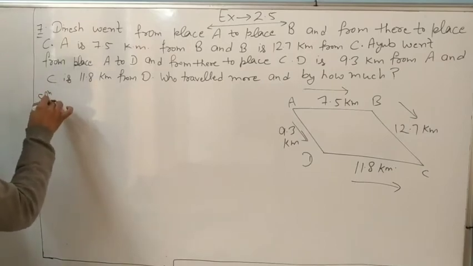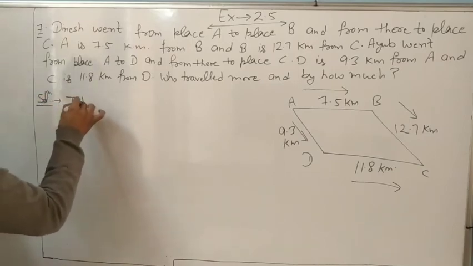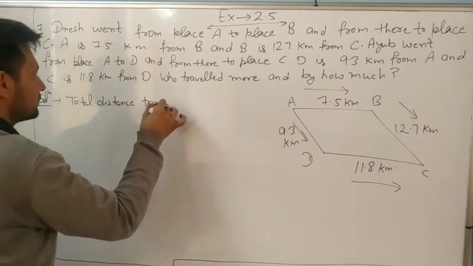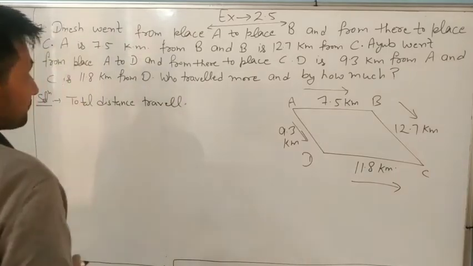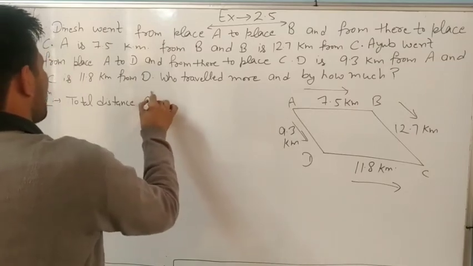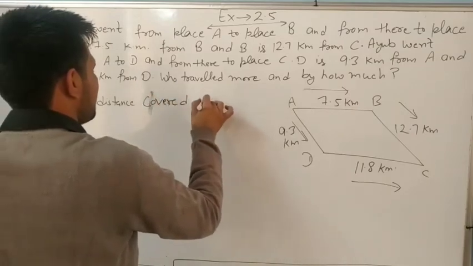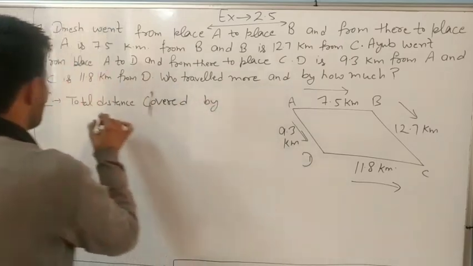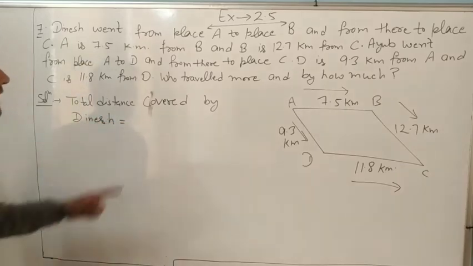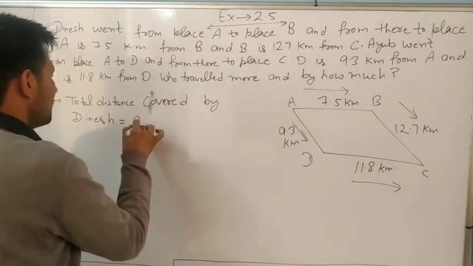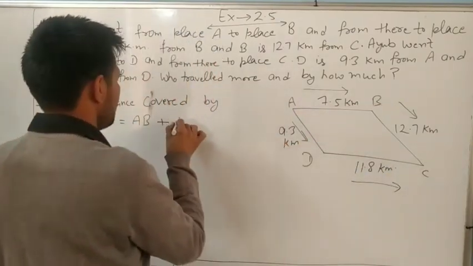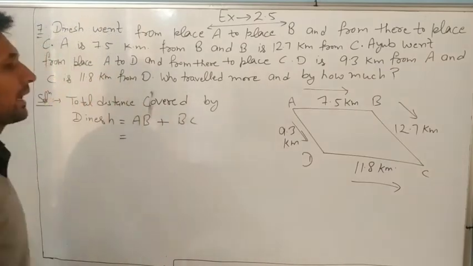First we will find total distance traveled by, total distance covered or traveled, you can write. Total distance covered by Dinesh. What is total distance? I am writing here. Total distance is covered by Dinesh. Dinesh went from A to B, so AB plus B to C. It is the distance traveled by Dinesh.